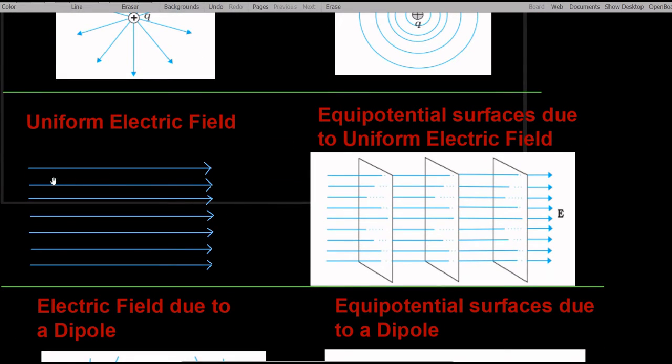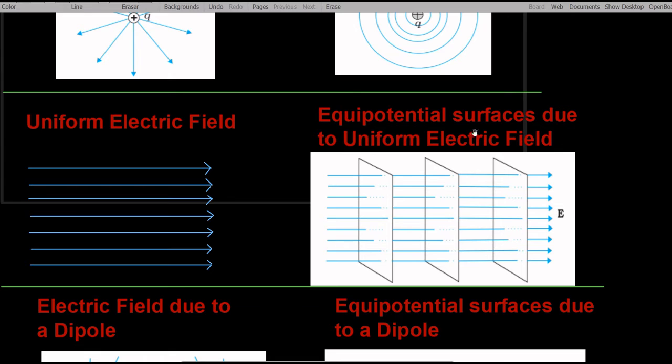This is a uniform electric field represented by equidistant and parallel field lines. All are having the same direction. At any point in this region, electric field remains the same.